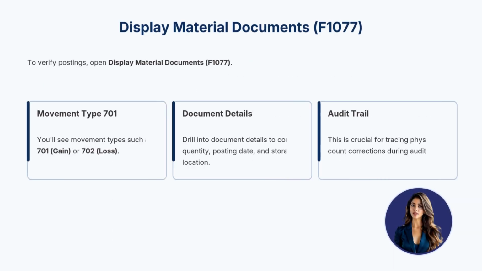Display material documents F177. To confirm postings, open Display Material Documents F177. You'll typically see movement types 701 for inventory gain and 702 for inventory loss. Review quantity, posting date, and user for each line item. This report serves as your operational audit log for every physical inventory adjustment.